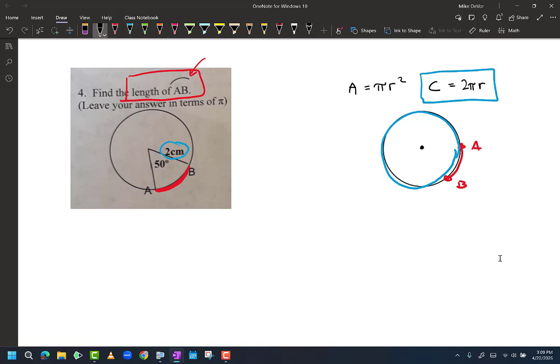So the circumference of this entire circle is 2 pi r. In this case, our r is 2. So our circumference is 4 pi. So that's the distance all the way around. But we don't want all the way around. We just want from A to B. So it's a fraction of this whole thing. And so that fraction is, well, the clue here is this 50.